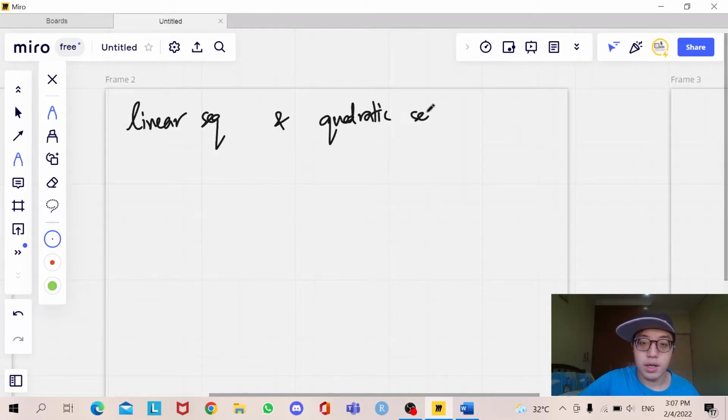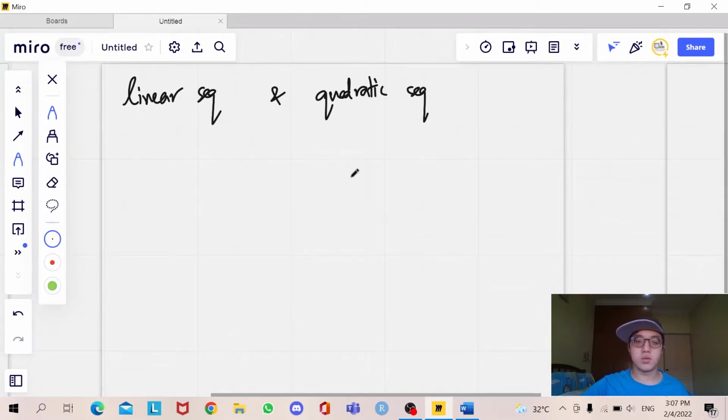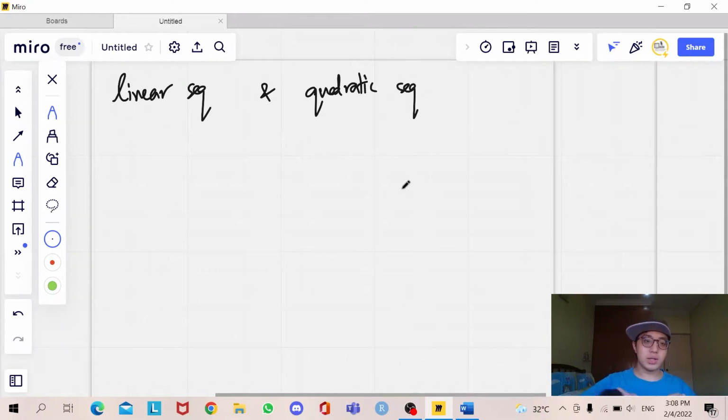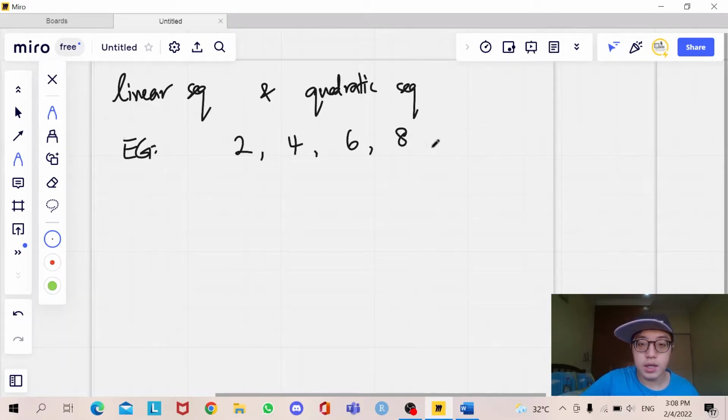All right, and this two is actually in your syllabus, but I think IGCSE don't usually ask quadratic sequence and so on. All right, so what is the difference between the linear sequence and the quadratic sequence? So when you have a set of numbers here, for example, you have 2, 4, 6, 8, 10.